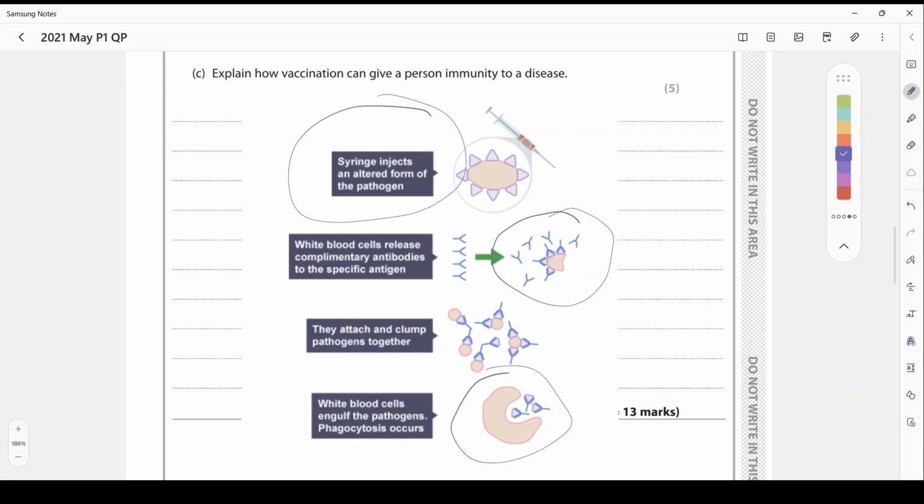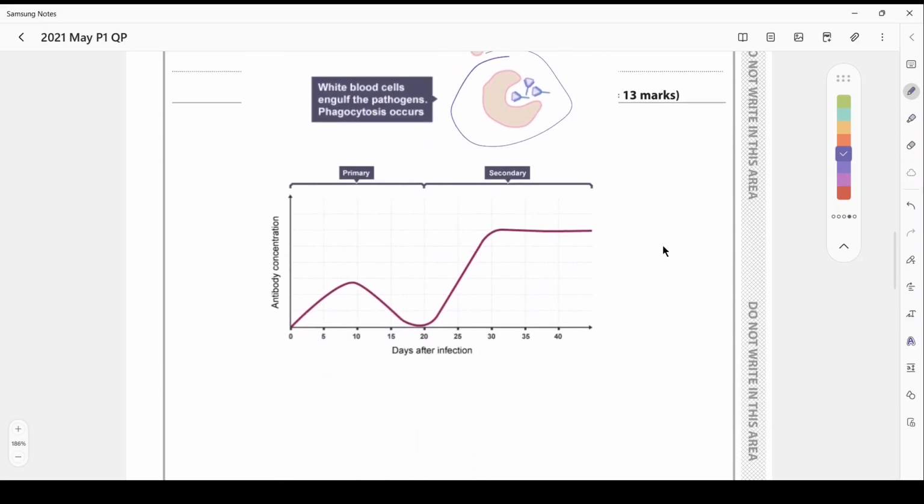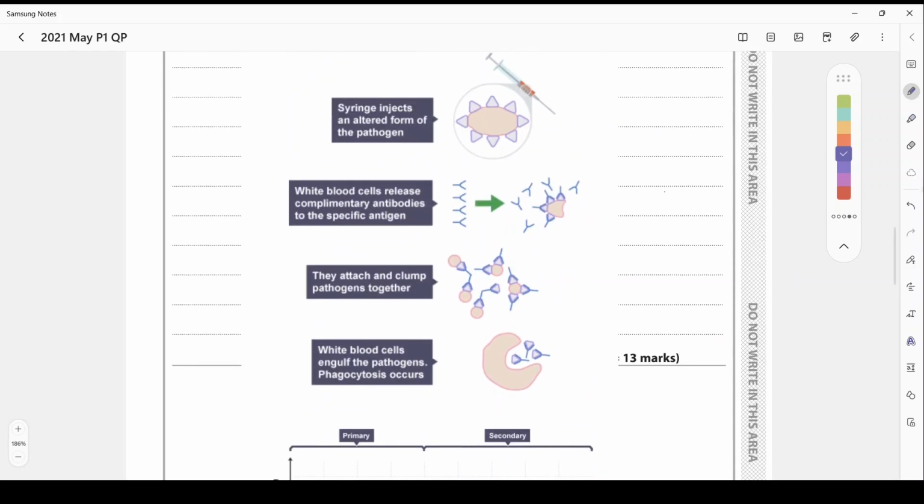So the purpose of a vaccine, let me just bring another diagram in. So here's another diagram here. So the purpose of the vaccine is that if you're exposed to it the second time round, your body is able to produce antibodies at a much greater rate. So you can see the secondary immune response here. And the reason why it's able to produce antibodies at a much greater rate and at a higher concentration is due to memory cells. So let me just remove everything here.